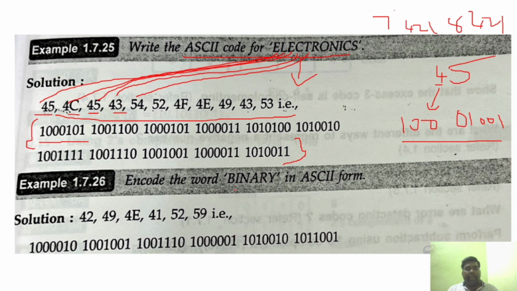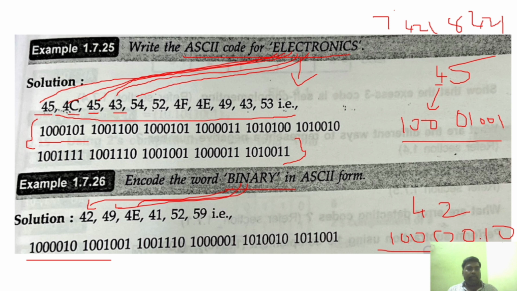Similarly, any particular word or letter can be converted to ASCII code. Take the word binary: you write the corresponding hexadecimal values, 49, 4E, 41, 52, 59, and 42 for B. How will you write it in ASCII code? First, in 421, I represent 100, and for 8421 it is 0010. So you can understand this, 1000010. This is how you have to convert any particular characters into ASCII form.